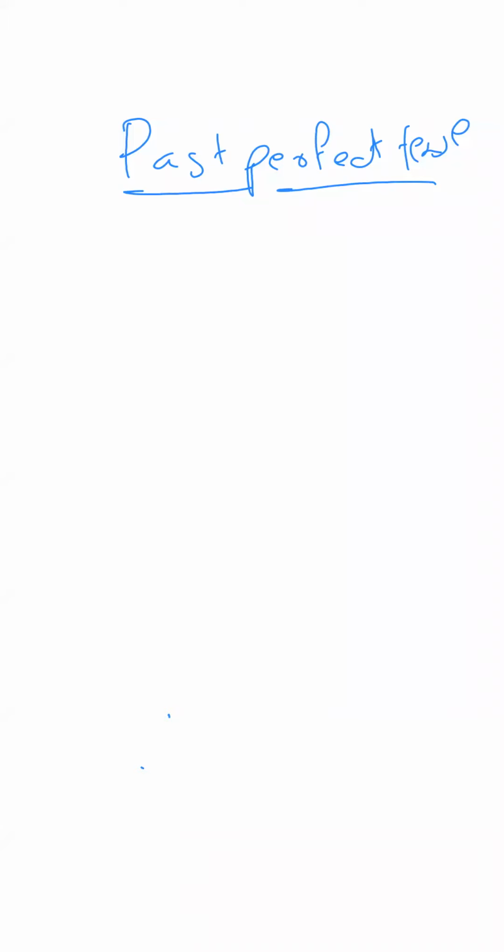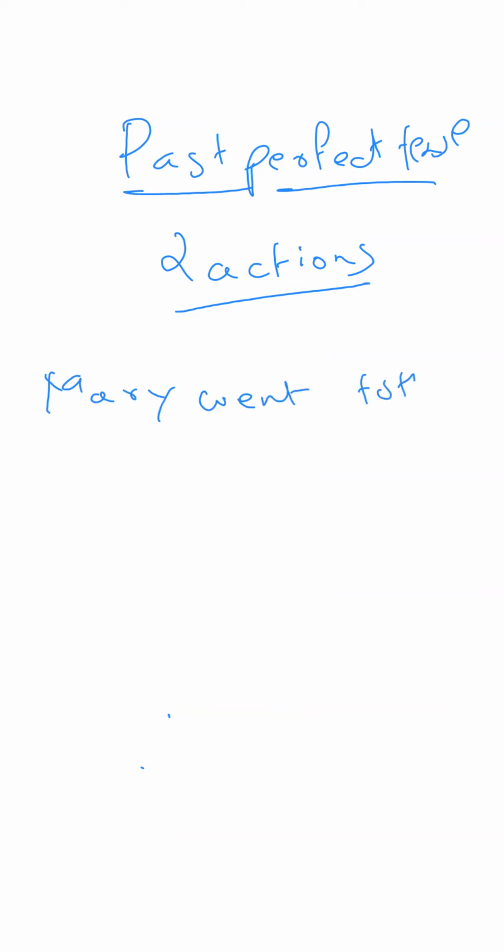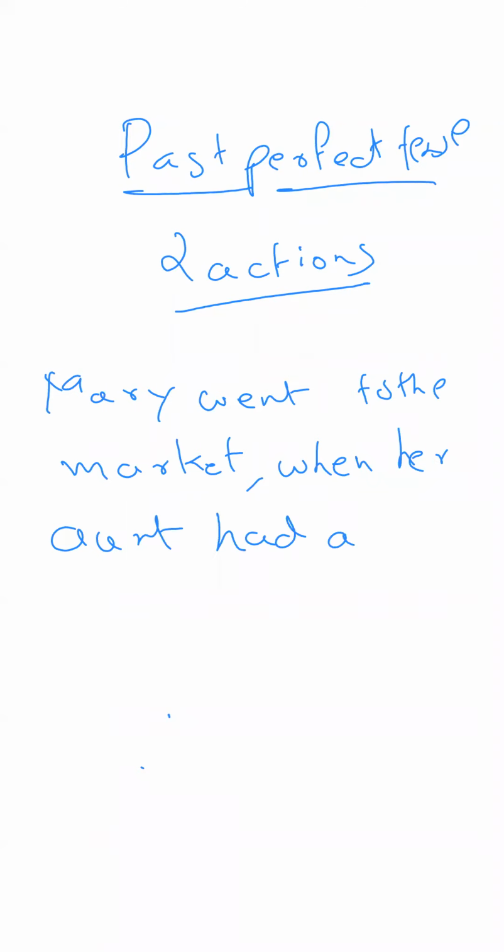Okay, so we're dealing with past perfect tense now. Keep in mind that two actions have to happen for past perfect tense to take effect. I'm going to give you two sentences, and we are going to talk about the difference in meaning between the two. Now, Mary went to the market when her aunt had arrived. Okay, the usage of past perfect tense is had plus past participle of verb.